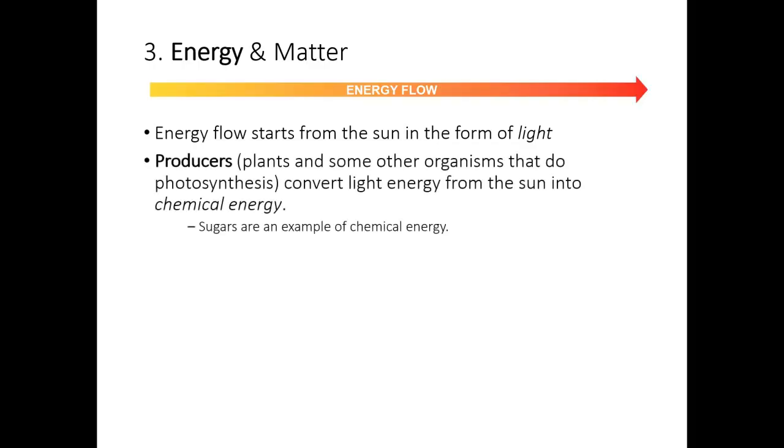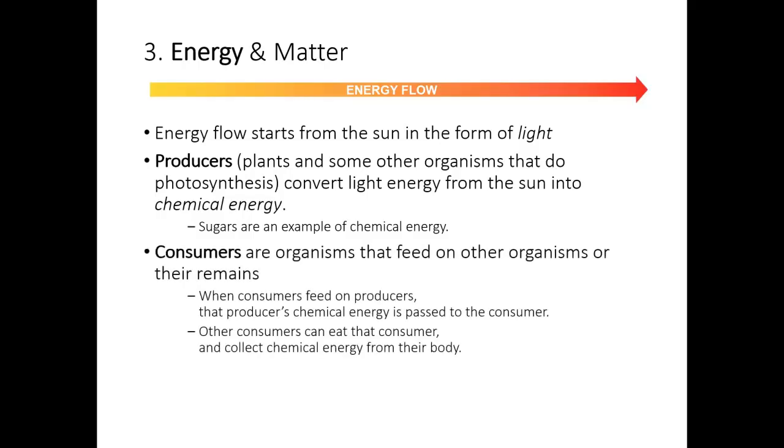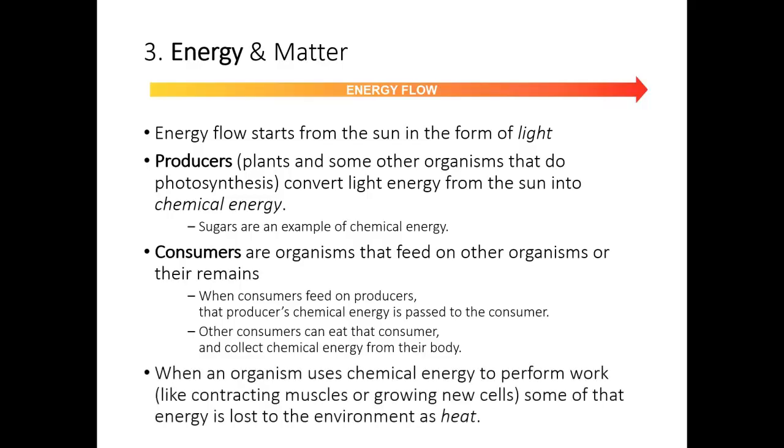Producers are organisms that do photosynthesis to convert light energy from the sun into chemical energy like sugar. Consumers are organisms that feed on other organisms or their remains in order to collect the chemical energy stored in their bodies. And lastly, when an organism uses chemical energy to perform work, like contracting muscles or growing new cells, some of the energy is lost to the environment as heat.